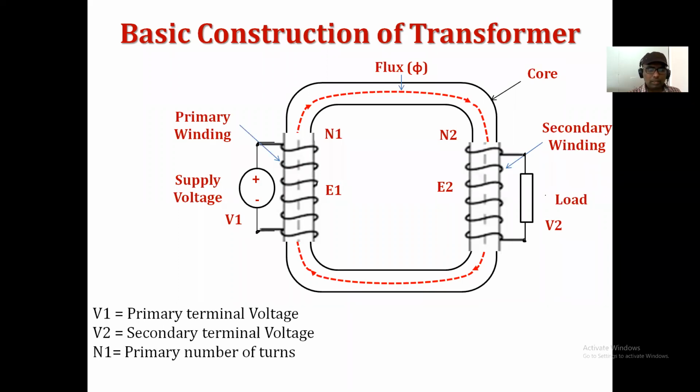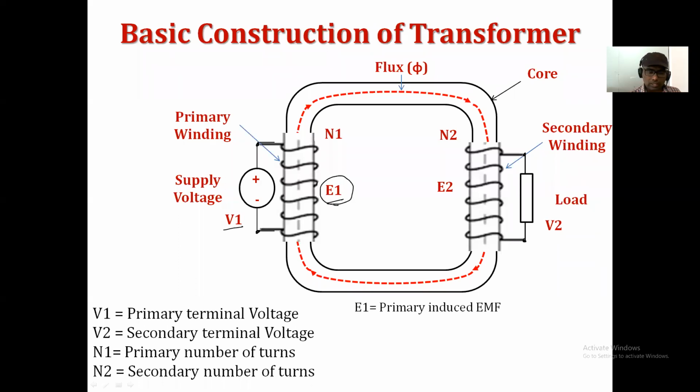Then N1 is the primary number of turns, N2 is the secondary number of turns, E1 is the primary induced EMF. I think last time someone asked a question about the voltage and that induced EMF. But this EMF, its unit is a voltage. This is also a voltage, but as per Faraday's law, I use that word, it's an induced EMF. Get my point?